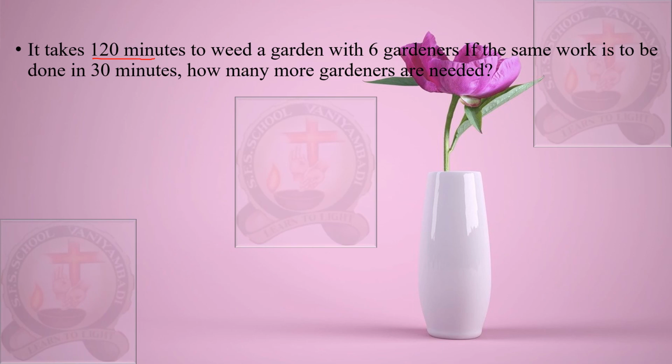Now 120 minutes. How many gardeners here? 6 gardeners. A gardener is a person who maintains the garden. 6 gardeners maintain the garden for 120 minutes. What are the quantities here? Time and gardeners. If they finish the work in 30 minutes, how many more gardeners are needed?